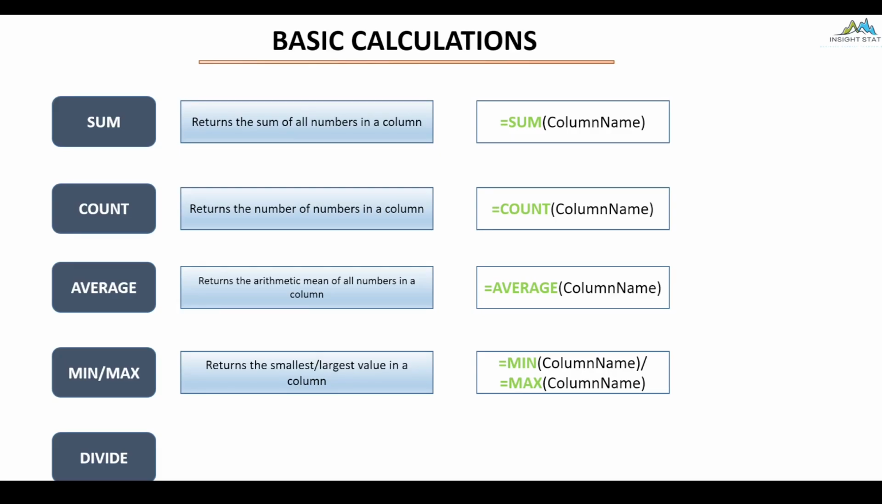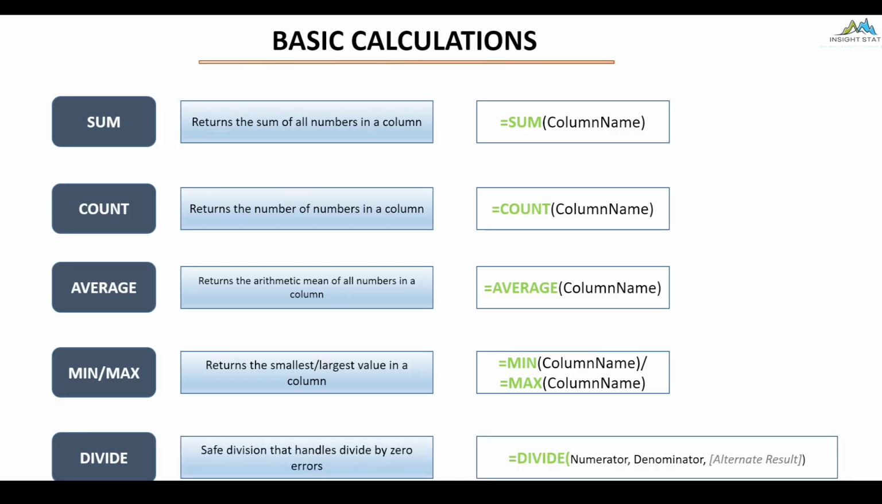And what is divide? Divide is a safe division that handles divide by zero errors. So if we divide two numerical entities directly, there can be a denominator zero error, which Power BI might not be able to handle. So in this case, we have a divide function that handles the exceptions, I would say. These exceptions are divide by zero errors, and it is handled by the alternate result. Let's put this into use now.